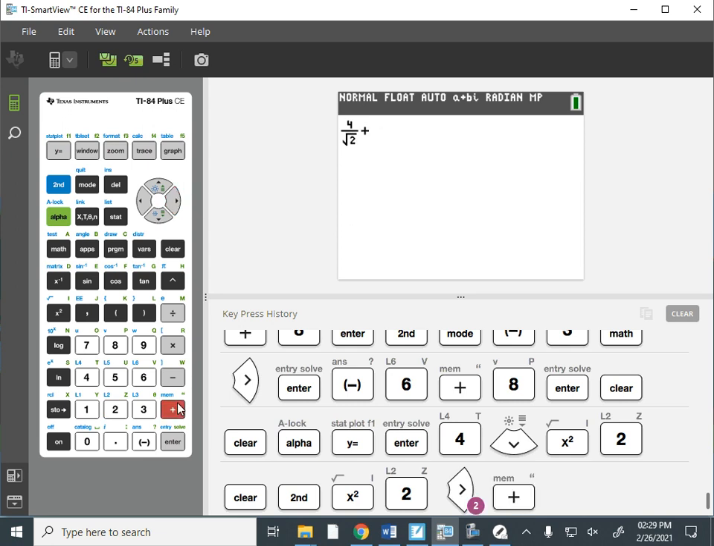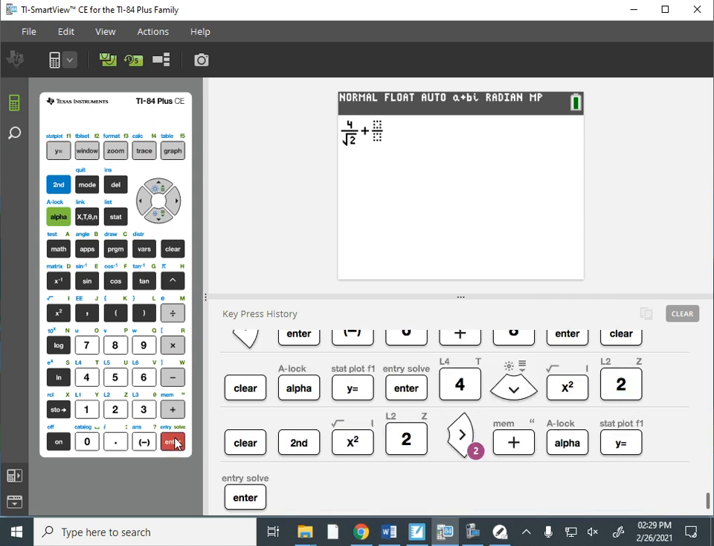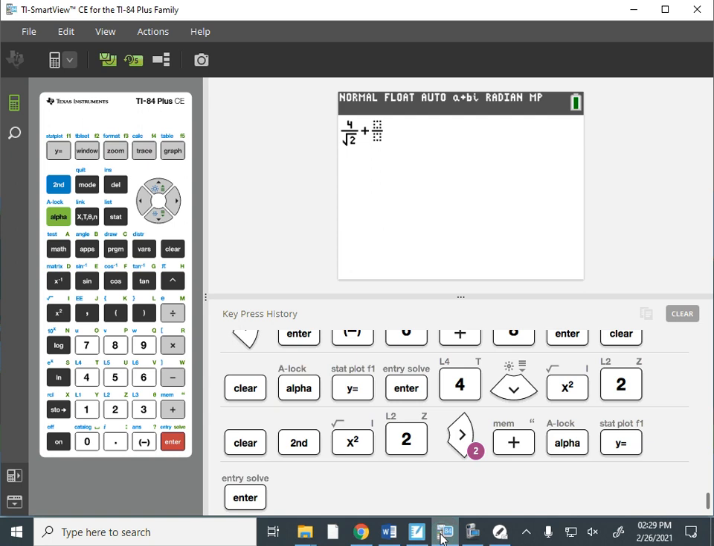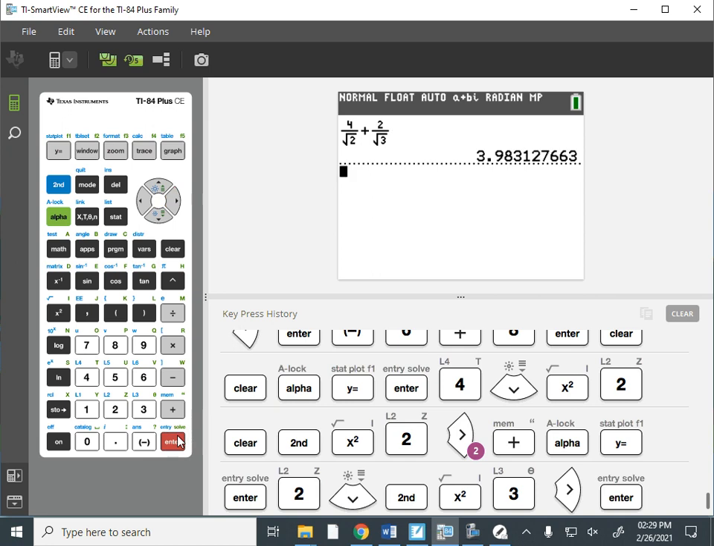Then plus, and hit the green alpha button, y equals, and enter to get your fraction, and type in the other fraction, 2 over radical 3. Second x squared to get the radical 3. And it gives us this really long decimal. It's rounded, it's probably longer, it's an irrational number.